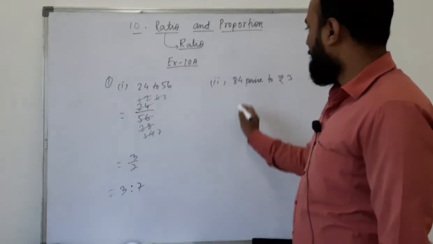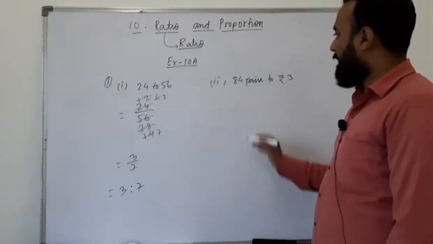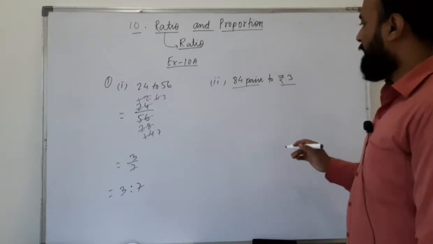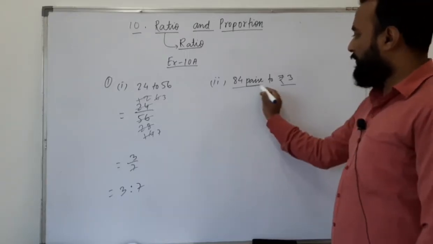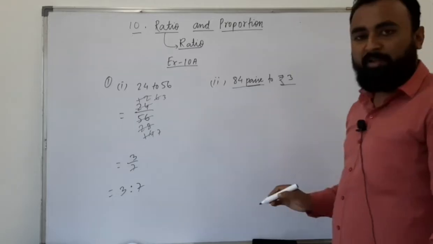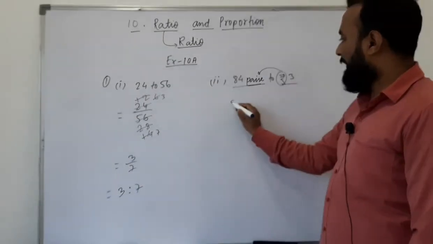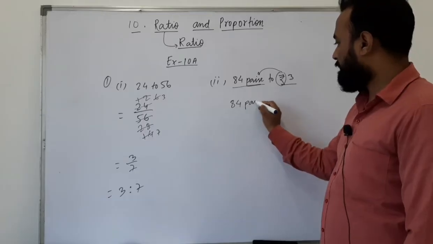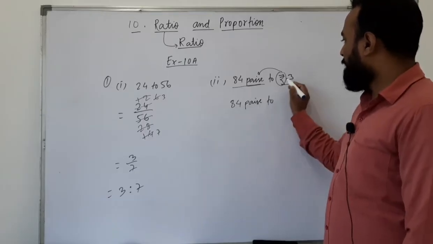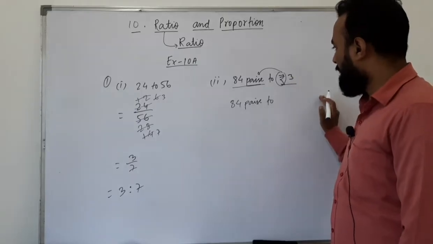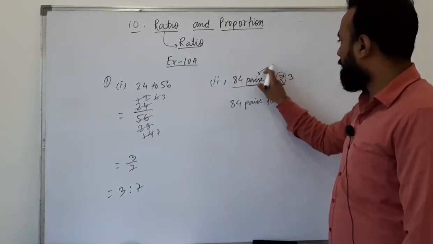In question number 2 you are given 84 paise and 3 rupees. In this type of question you have to convert into the smallest unit between rupees and paise. Which is the smallest? Paise. So you have to convert rupees into paise. So 84 paise to 3 rupees. When you have to convert, how will you convert rupees into paise?